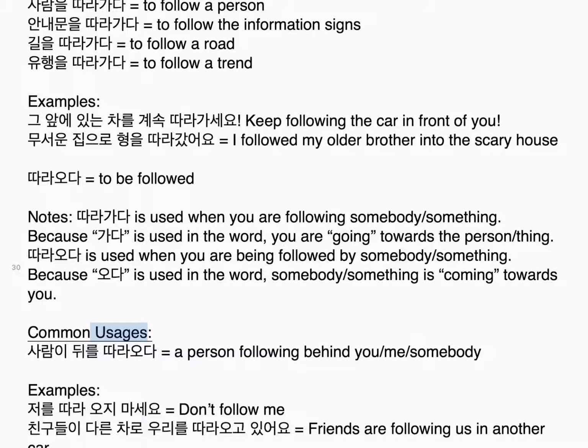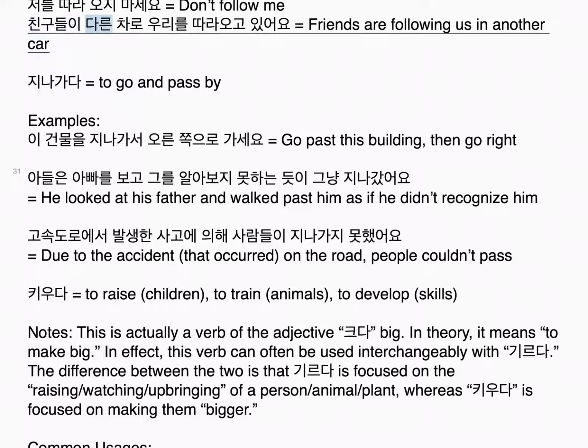Common usages. 사람이 뒤를 따라오다. A person following behind you, me, somebody. Examples. 저를 따라오지 마세요. Don't follow me. 친구들이 다른 차로 우리를 따라오고 있어요. Friends are following us in another car. 지나가다. To go and pass by. Examples. 이 건물을 지나가서 오른쪽으로 가세요. Go past this building, then go right.